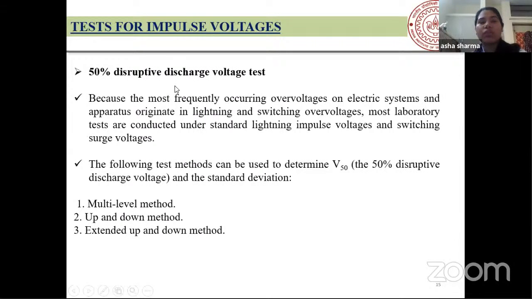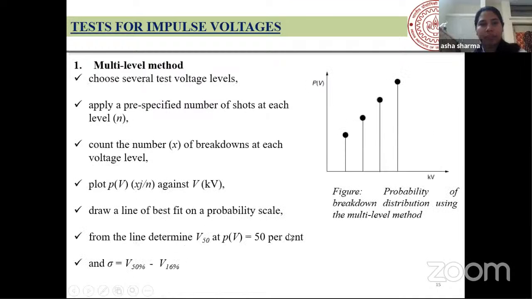Next, the tests for the impulse voltages. Firstly, comes the 50% disruptive discharge voltage test. The most frequently occurring over voltages in electrical systems are generated from lightning and switching over voltages. So the tests which I am going to discuss are basically laboratory tests. I can categorize them into three: multi-level method, up and down method, and the extended up and down method. Firstly, we'll discuss the multi-level method.